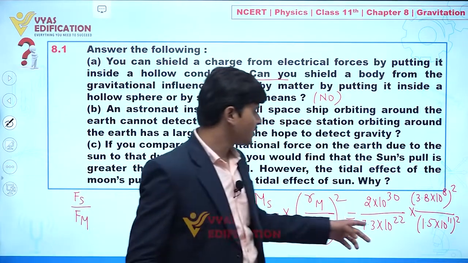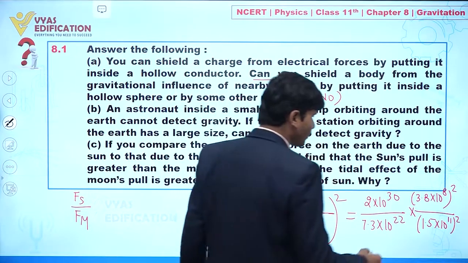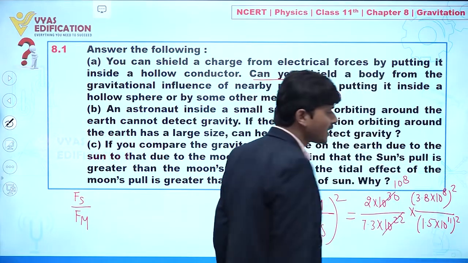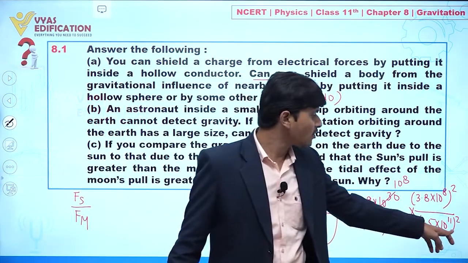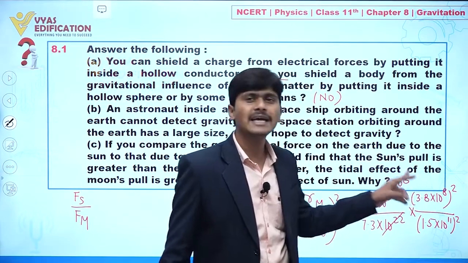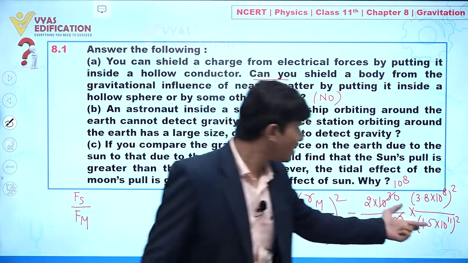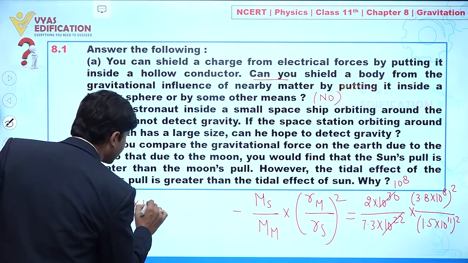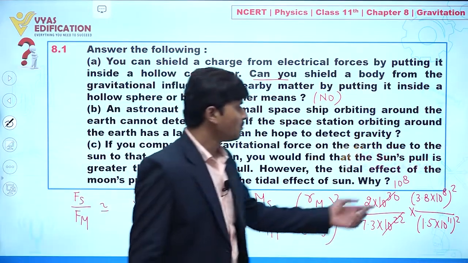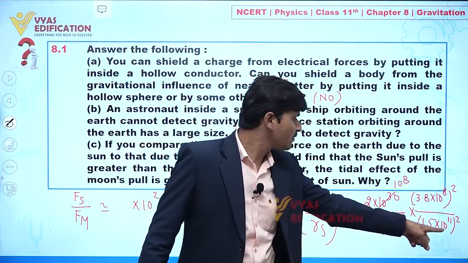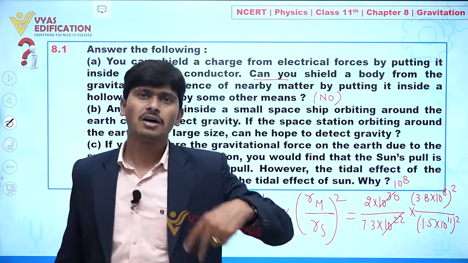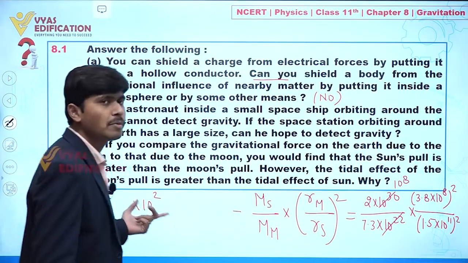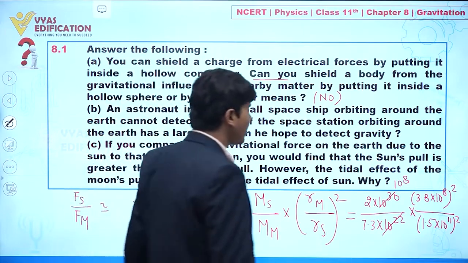Yes, just calculate the powers of 10. This is 10 to the power 30, this is 10 to the power 8, this one we have 10 to the power 16 and this one we have 10 to the power 22. Clear? So 16 and 8 give 10 to the power 24, and this one we have 10 to the power 22. It means whatever value we get, we will multiply it by 10 to the power 2. Clear? Yes or no? Because this is 10 to the power 16, this is 24, and this one is 10 to the power 22. So whatever value we find here will be multiplied by 10 to the power 2. Clear?